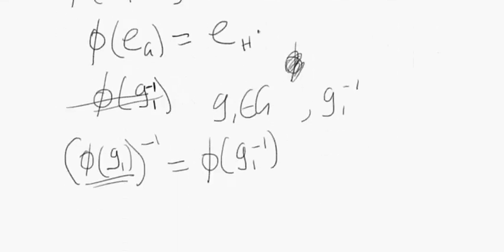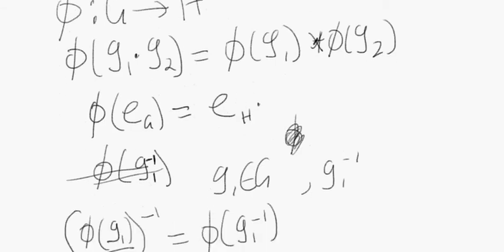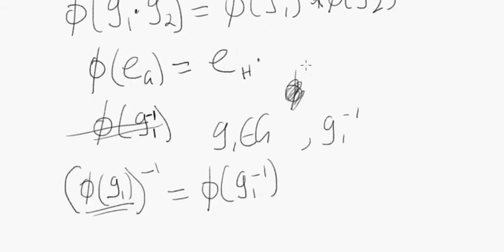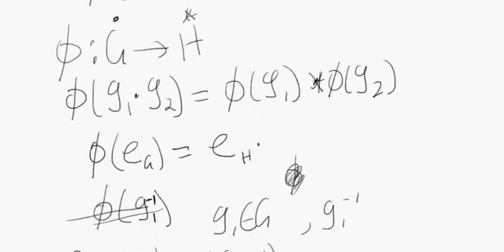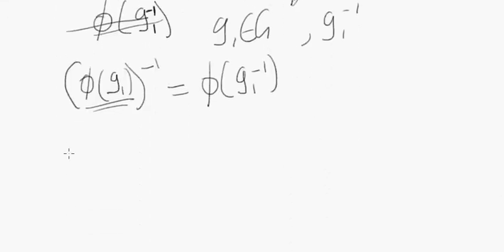And it sends identity to the identity, inverse to the inverse. And why is this important? It means that the image, if you send a function phi from a group to some other group, well, this function, let's say it's a homomorphism, does not necessarily have to be surjective. It doesn't hit everything. Let's see why that is true.